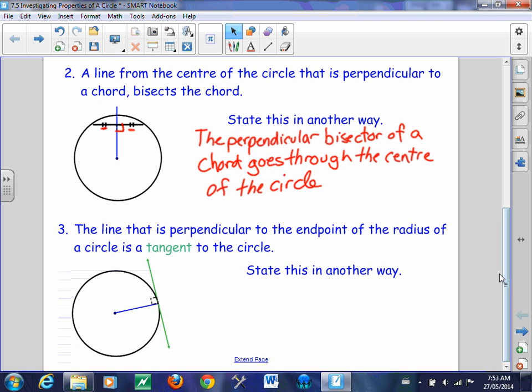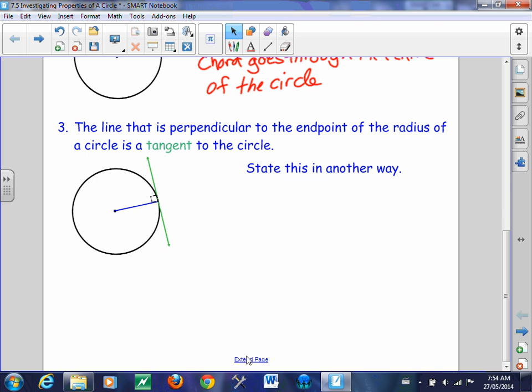Number 3. Oh, we talked about this yesterday. The tangent: a line that is perpendicular to the endpoint of the radius of a circle is the tangent to the circle. Oh, sorry, my computer decided to freeze on me. So sorry for that jump. So we're taking a look at a tangent, ladies and gentlemen. Whenever you have a tangent, remember that it's going to make 90 degrees with the radius.